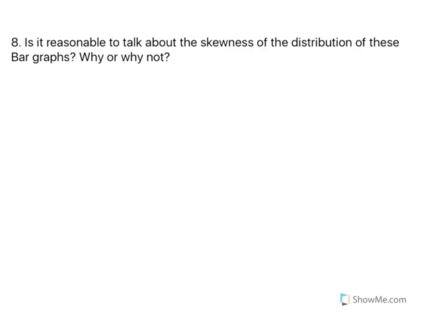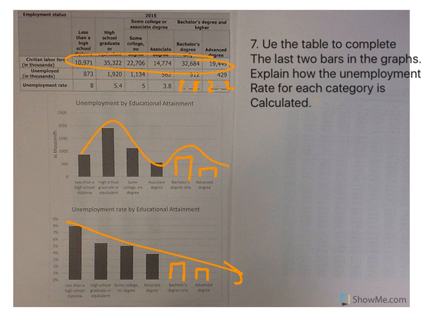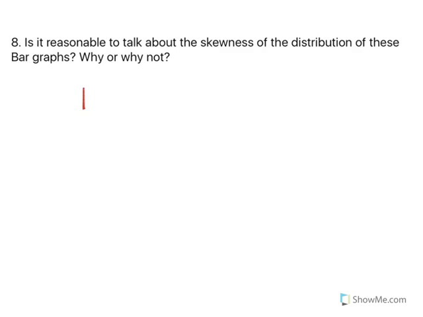Is it reasonable to talk about the skewness of the distribution of these graphs? And you may say, well, whatever, but here's what it comes down to. Remember that skewness really compares the mean and the median of the data. And to compare the mean and the median, you have to have numerical data that you can calculate. We cannot add together less than a high school plus some college plus associates plus bachelor's plus advanced and get a number. This is categorical data. So really, because you are dealing with categorical data, you can't find the skewness.